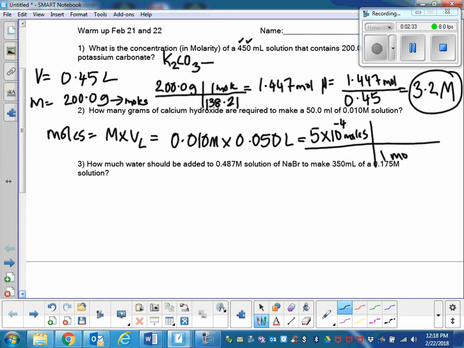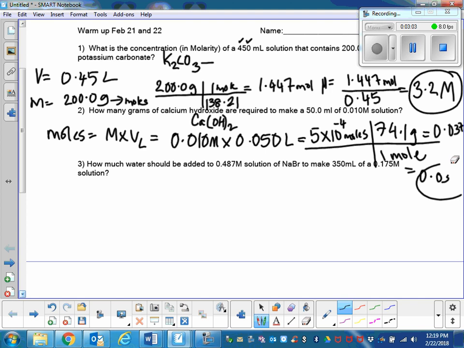Now I need to convert it to grams. I have 1 mole, and the given formula for calcium hydroxide should be Ca(OH)2. All right? So which gives me a molar mass of 74.1 grams, correct? Which works out to be 0.037. Let me write that again. 0.037 grams.